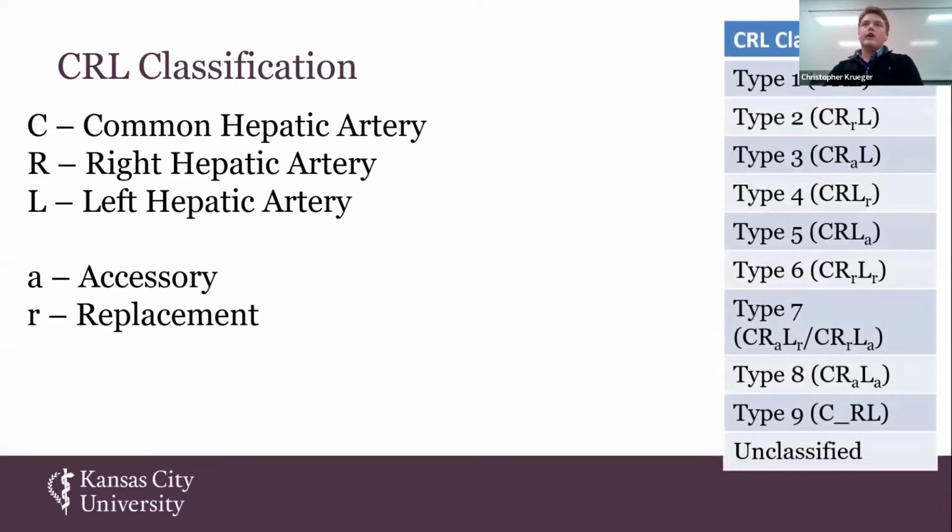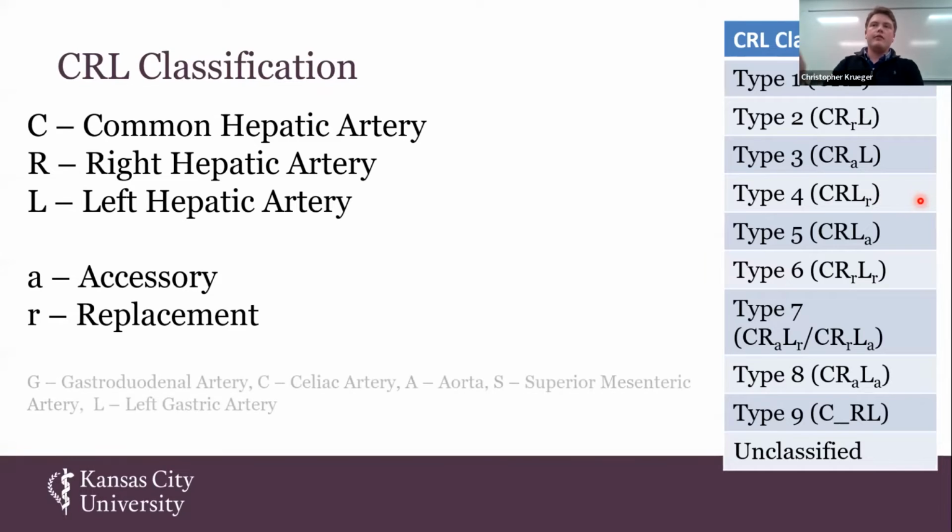From there, we would classify into different types. If we look over, one second, let me get that laser pointer. If we look at type 4 here, I'll quickly run through how you read this. So the C and the R have no subscript, so we know that these are normal branching variations, whereas the L here has an R, which means that our left hepatic artery actually has a replacement. And if we want to be more specific about where it's coming from, we could place an S afterwards if it came from the superior mesenteric artery, for example.